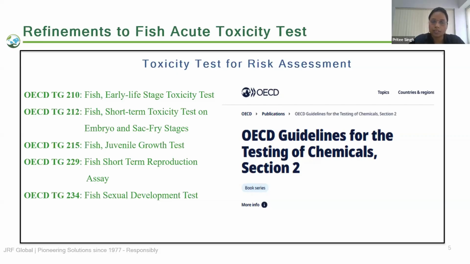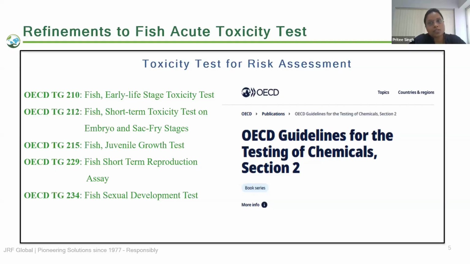Now OECD 212, that is the fish short-term toxicity test on embryo and sac fry stage. This test we can say is a preliminary screening for long-term toxicity test. Here, the study runs until the embryo consumes or absorbs its nutrient. So, on the basis of this, we can select a concentration for the long-term toxicity test. Now comes OECD guideline 215, that is the fish juvenile growth test.